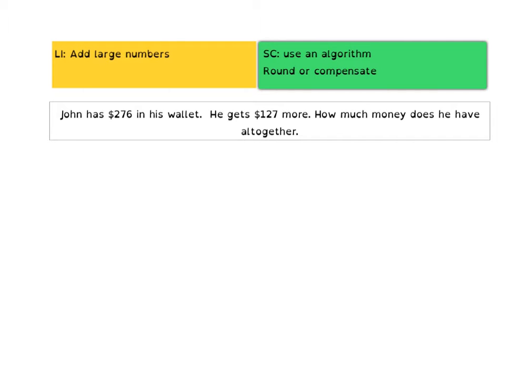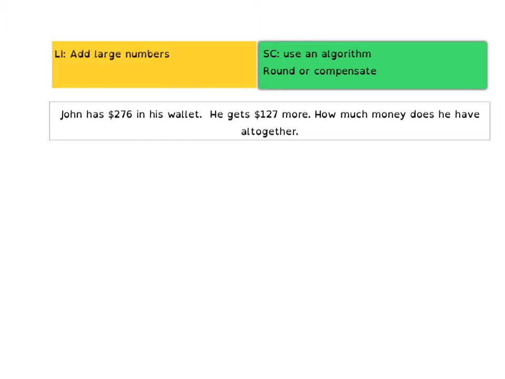Hi guys, we're going to learn how to add large numbers with 3 digits, and the steps we're going to learn about is how to use an algorithm and to round or compensate.